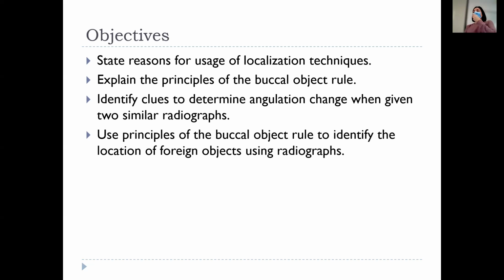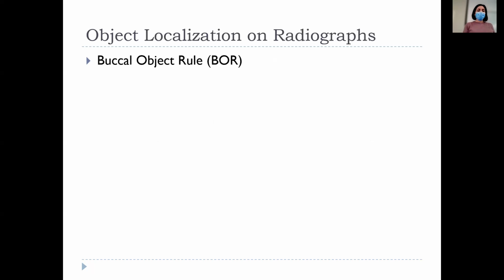Use principles of the buccal object rule to identify the location of a foreign object using radiographs. So if there's something in there and you want to know if it's more buccally oriented or more lingually, or is it even in the bone, or is it in the soft tissue? Maybe it's something in the cheek and not even in the bone. This helps you figure out where it possibly could be. So that's the point.